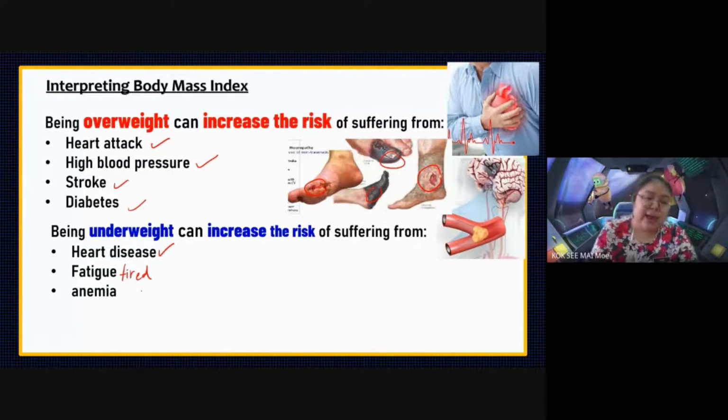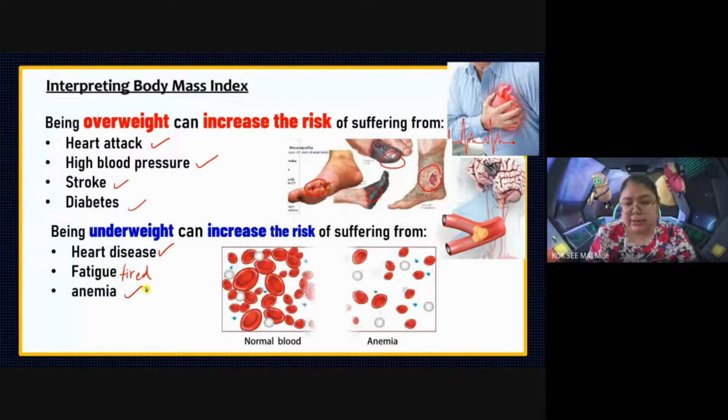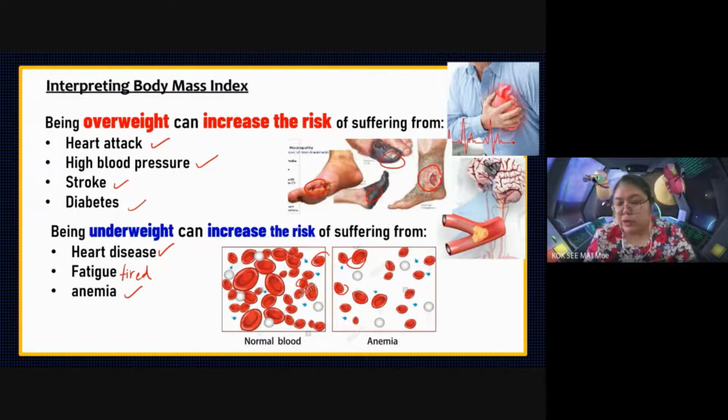Number 3 is anemia. Anemia is like this, the blood is not enough. You see the red blood. This one is normal, red blood is more than the white blood. So here you see your red blood is not enough. That means you always feel tired. Then your pressure will be low because your red blood is not enough. So this is an underweight problem. Overweight also has problems, underweight also has problems. So we must make it the desirable weight, the normal weight.